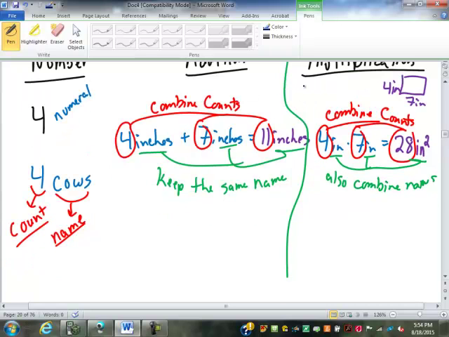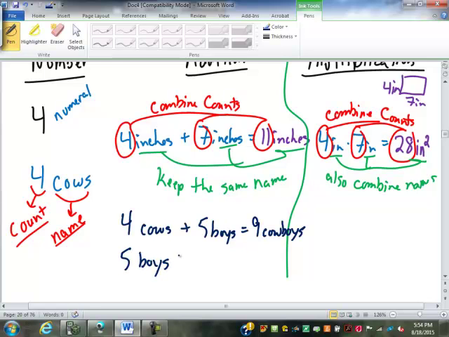For example, it's late, so I'm going to play with it a little bit. So I have 4 cows plus 5 boys. Does that work? 9 cowboys? No. What if we reverse it?